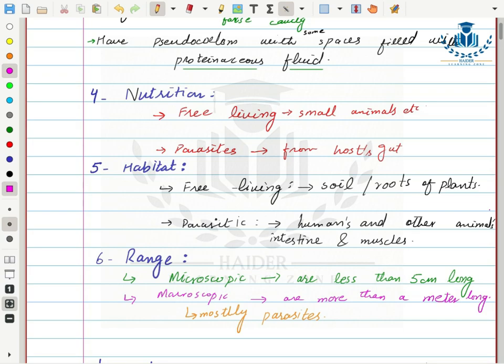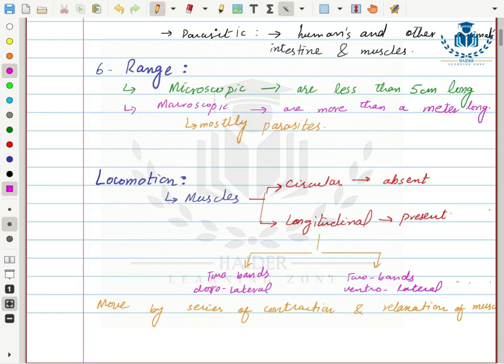Next is the range of size. Some of the animals in this phylum are microscopic, means they cannot be seen with the naked eye because they are less than 5 centimeter long, while some of the organisms are macroscopic. They are more than a meter long. Macroscopic ones can be seen, microscopic ones cannot, and mostly parasitic organisms are included among the macroscopic ones. Next property is their locomotion.